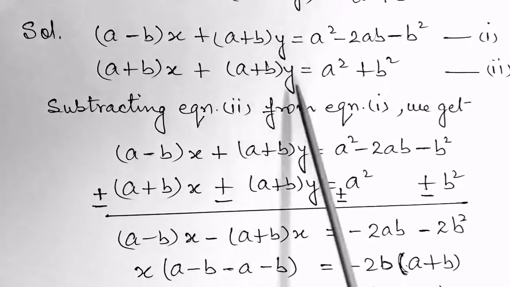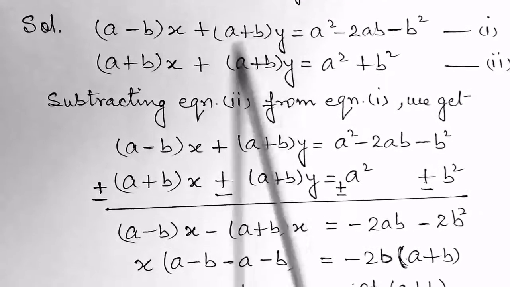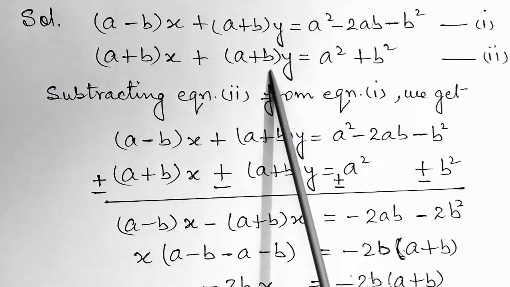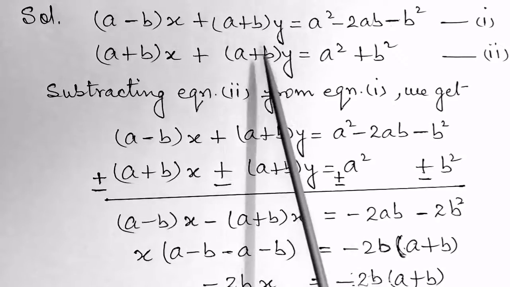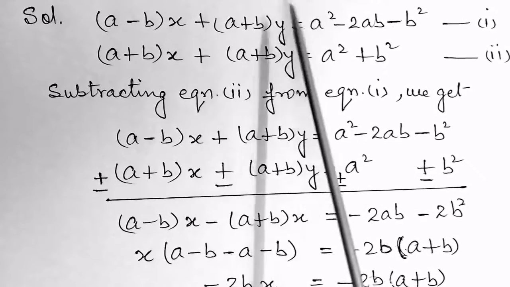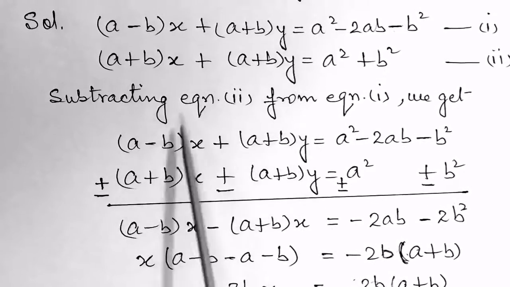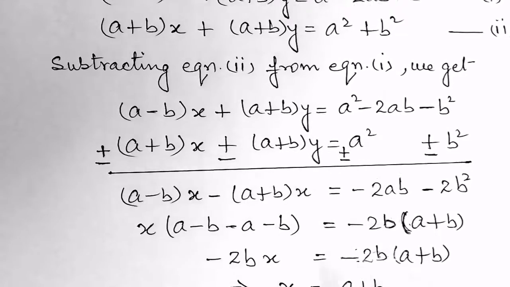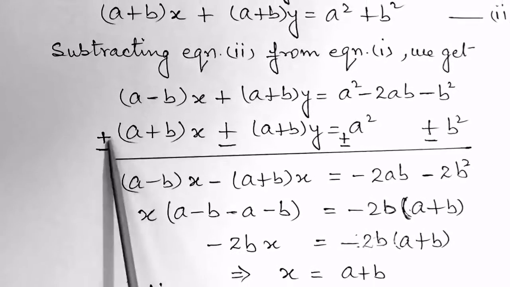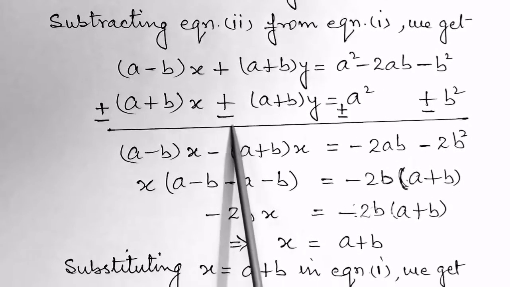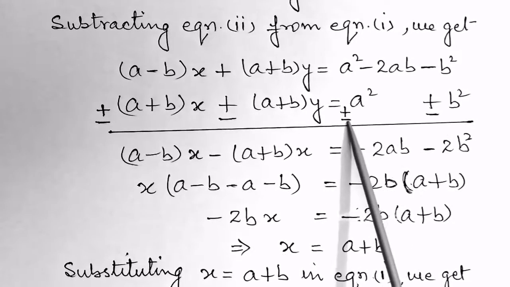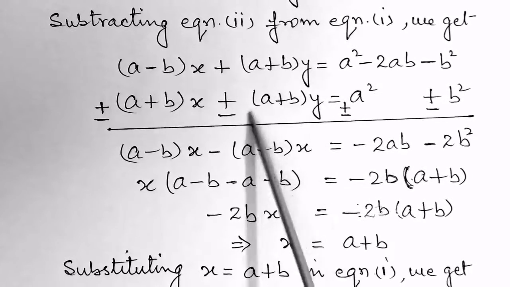Now see, while doing so, (a plus b) into y, (a plus b) into y, the coefficients have become same also, right? And their signs are same, so we'll subtract this equation from this. So subtracting second equation from first, right? I have written both the equations and changed the signs. So this becomes minus, this also minus, plus and minus and minus. So a square will get cancelled here, this will get cancelled.